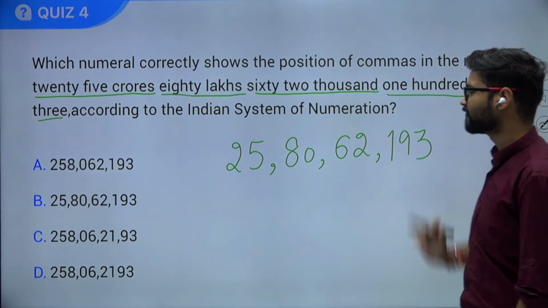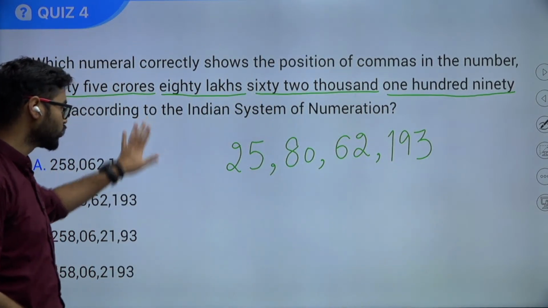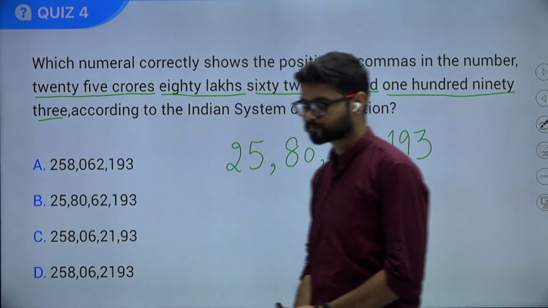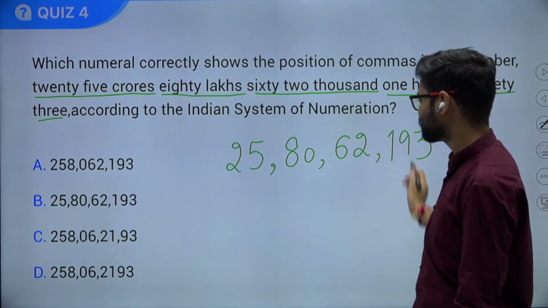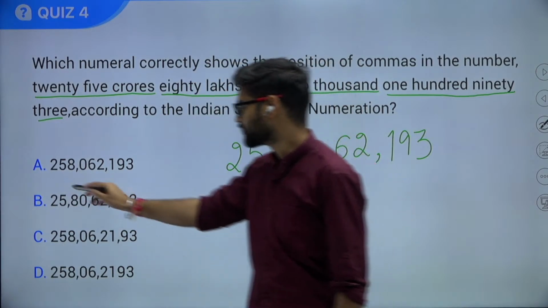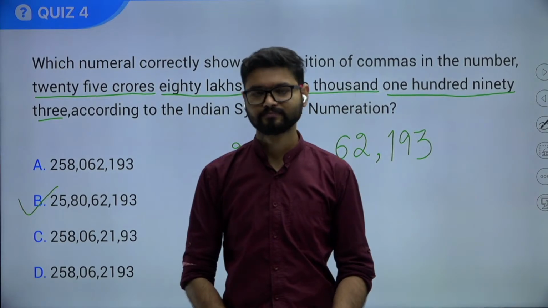This is the way we can write it. Now have a look at all the four options and decide which option is the right one. 25 crore, 80 lakh, 62,193. Option B is the right answer.